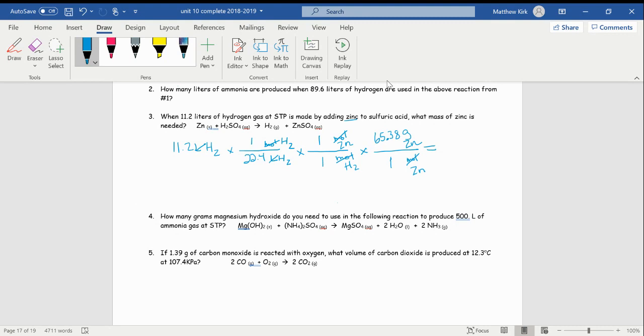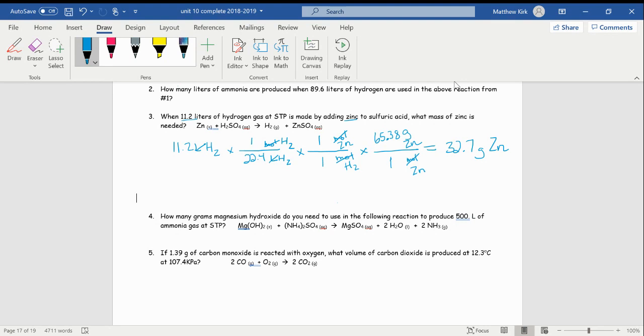So we do the math. 11.2 times 1 times 1. Again, I'm just multiplying everything across the top times 65.38, and then dividing that by 11.2. Nope, I didn't do that right. 11.2 times 65.38 divided by 22.4. There we go. And then I should always go back and look at my given for sig figs. I see 3 sig figs there. So that final answer, 32.7 grams of zinc would be needed.